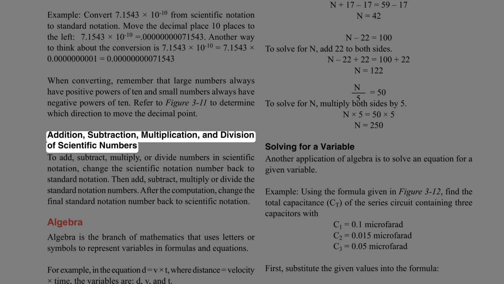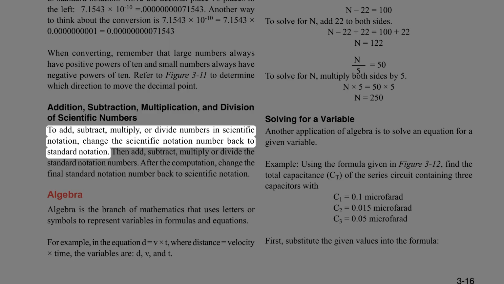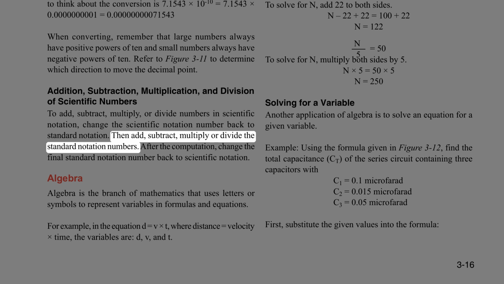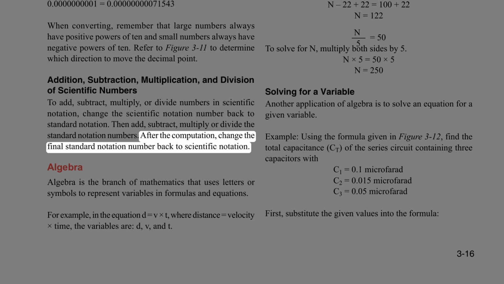Addition, subtraction, multiplication, and division of scientific numbers. To add, subtract, multiply, or divide numbers in scientific notation, change the scientific notation number back to standard notation. Then add, subtract, multiply or divide the standard notation numbers. After the computation, change the final standard notation number back to scientific notation.